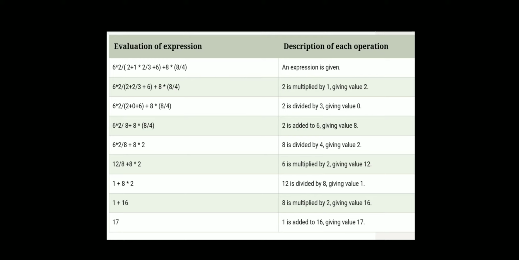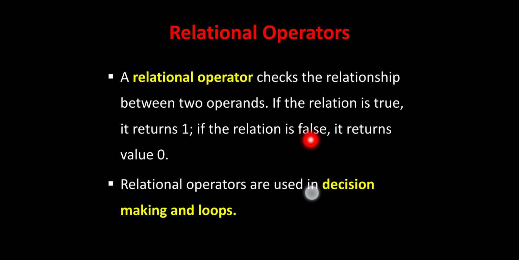This is about evaluation of expression. Next operator is relational operator. A relational operator checks the relationship between the two operands. If the relation is true, it returns 1. If the relation is false, it returns 0.